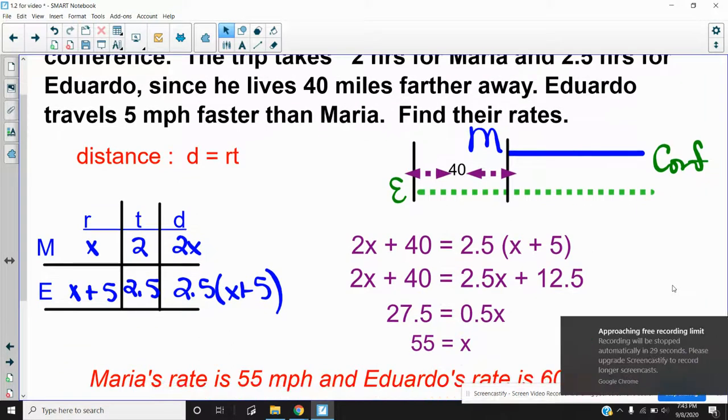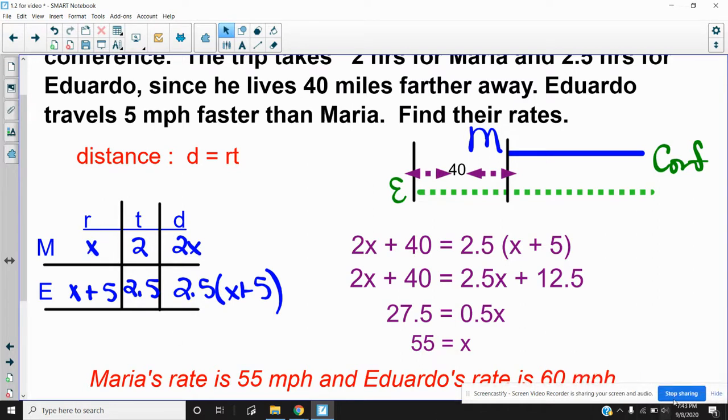Now, when we solve that, we get x equals 55. So Maria's rate, if I look back in the chart here, Maria's rate is x, so she's 55 miles an hour. So add 5, and we get Eduardo's rate.